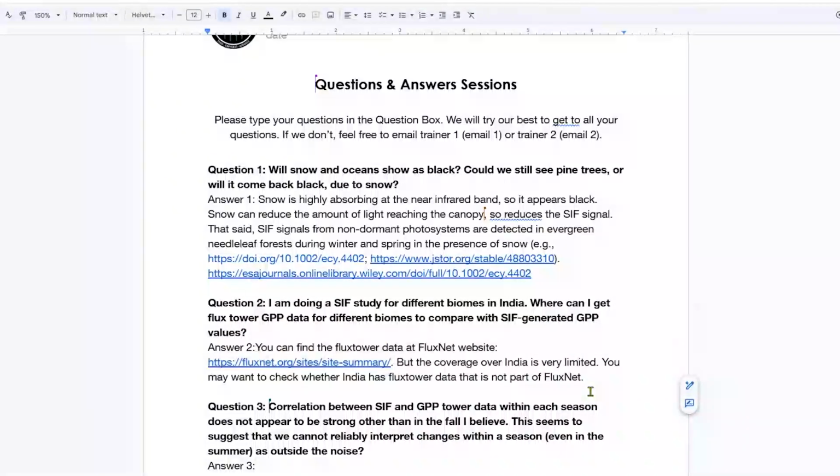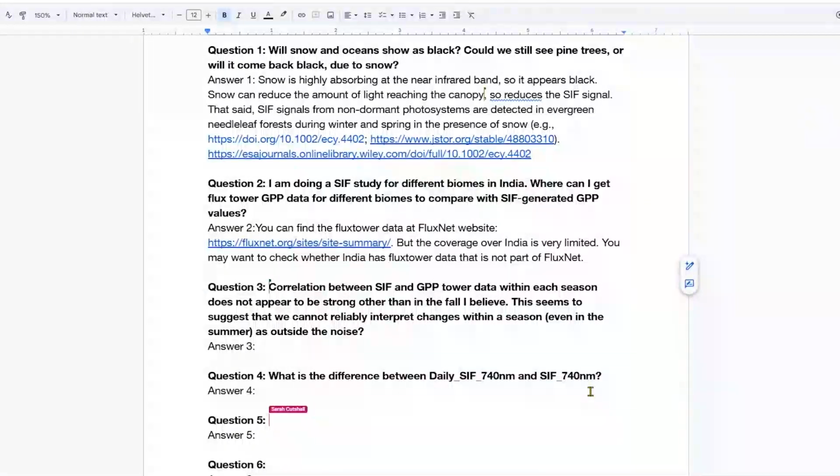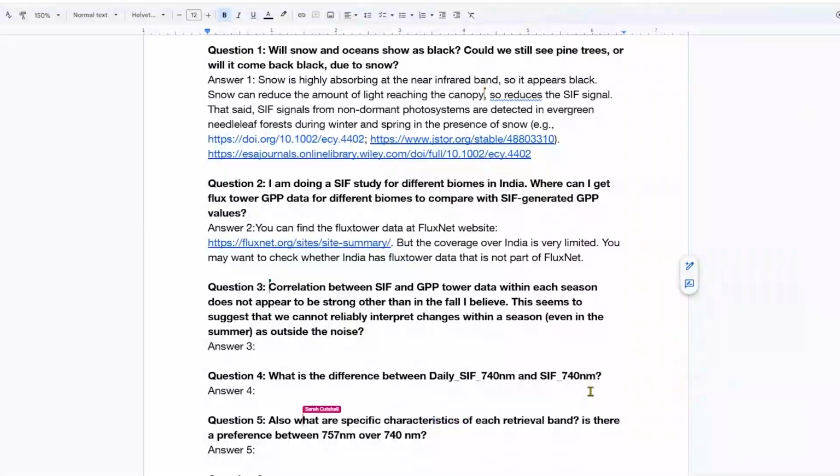And her response is that you can find the flux tower data at the FluxNet website with the link that is posted here. However, the coverage in India is somewhat limited, and you will want to check whether India has flux tower data that is not part of FluxNet. So there are many flux towers around the world. Obviously, there's the FluxNet network, but there might be other networks, and you might want to check.